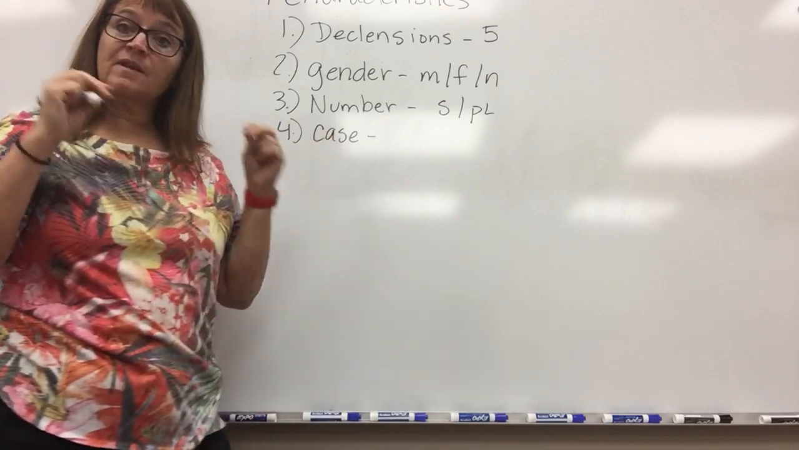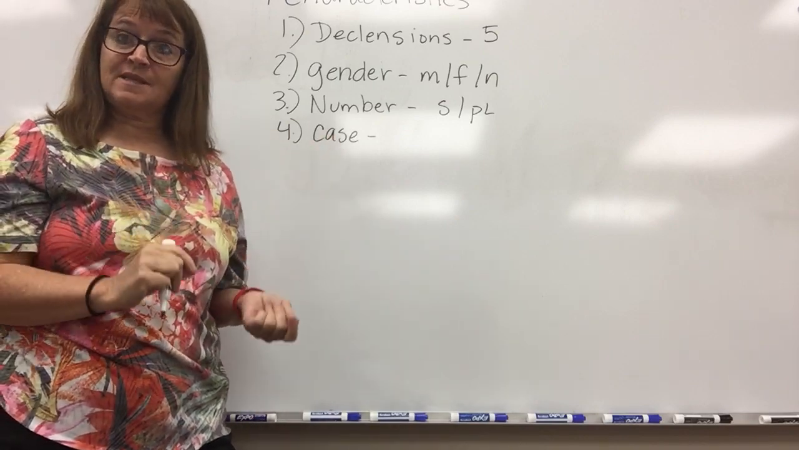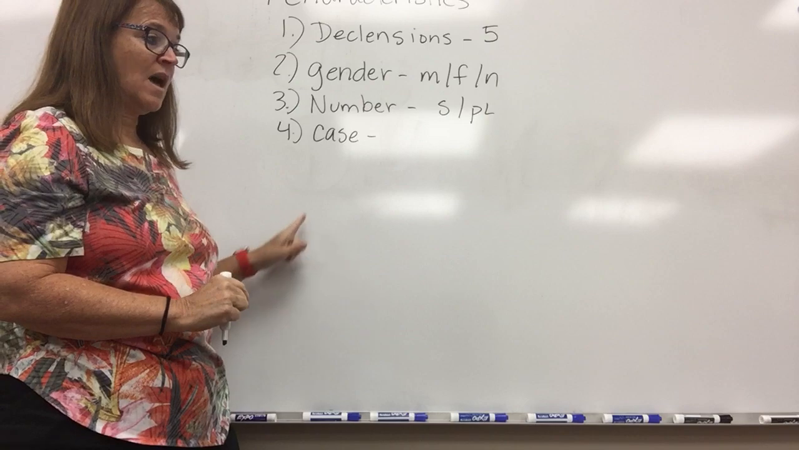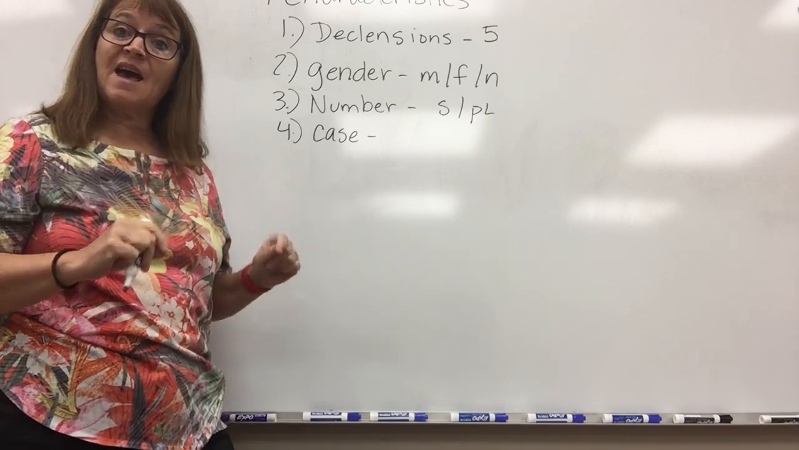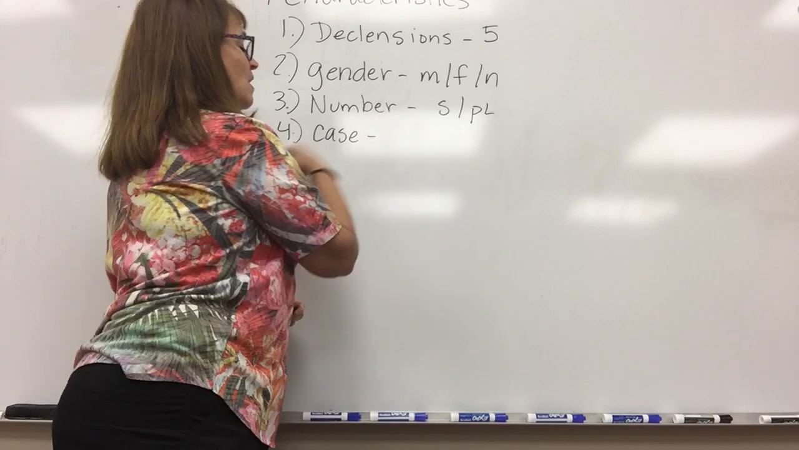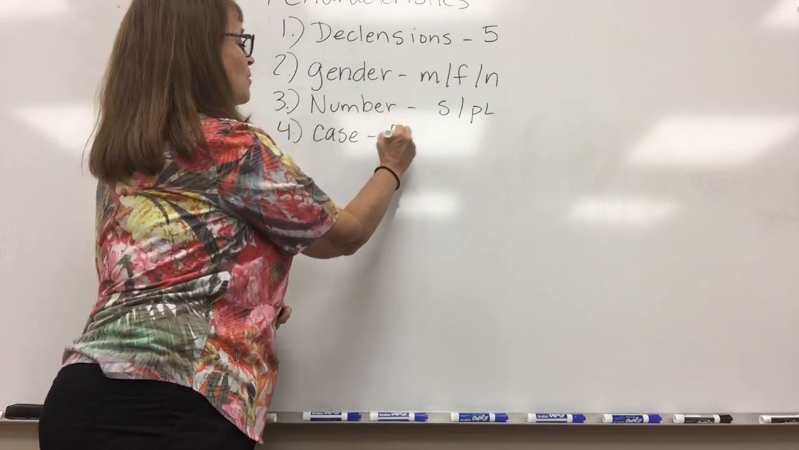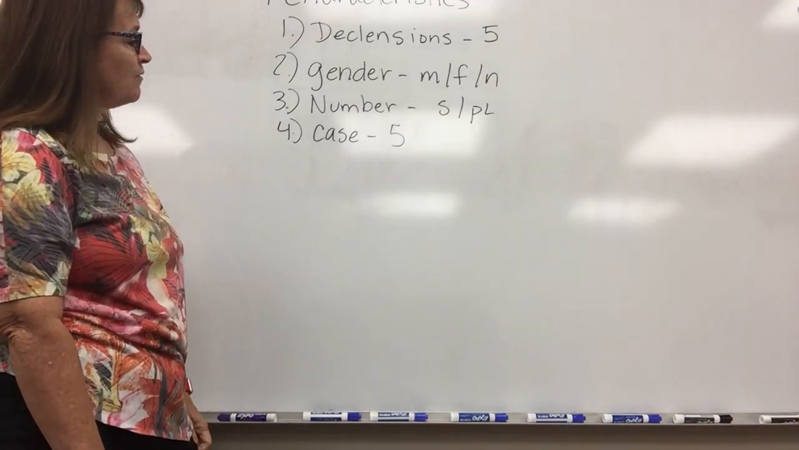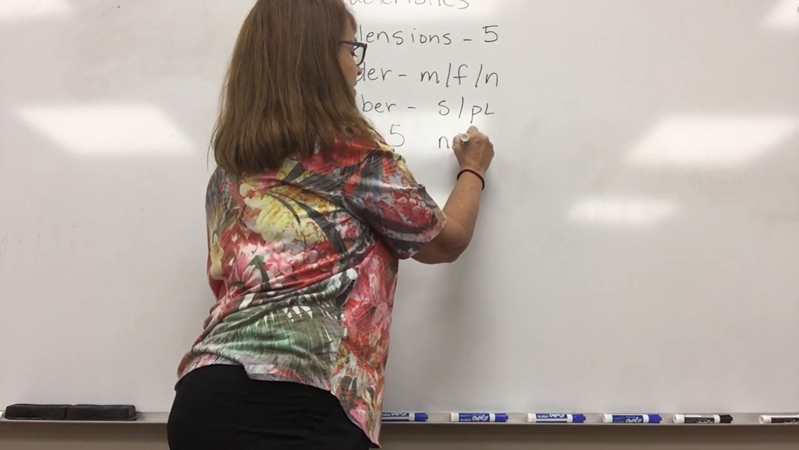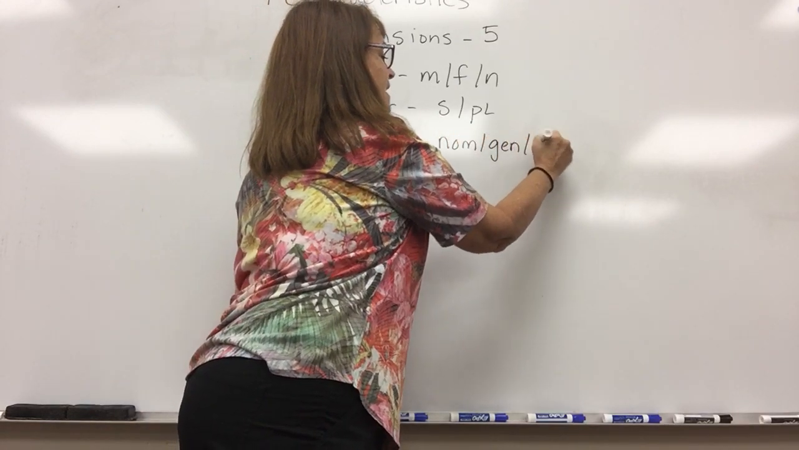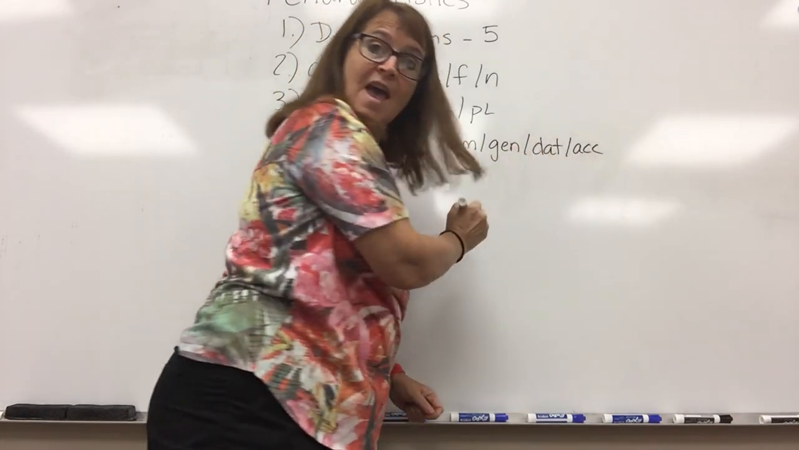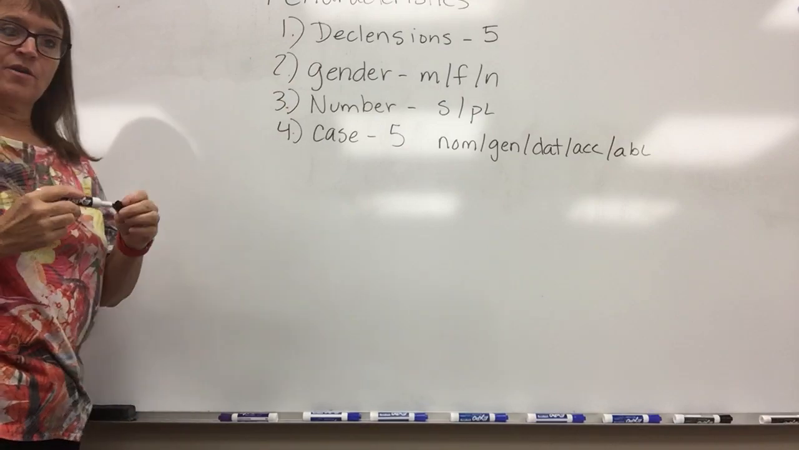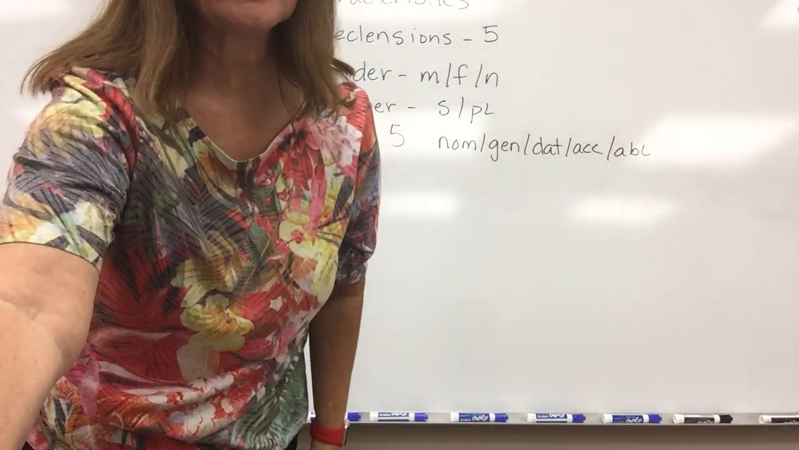The case is simply the job the noun performs in the sentence. So depending on what case ending it has, will help you to determine what job that noun is doing in this sentence. Remember, I told you there's really 7 cases, but we're only going to work on 5 cases for this year. They are nominative, genitive, dative, accusative, and ablative. Those are called noun characteristics.